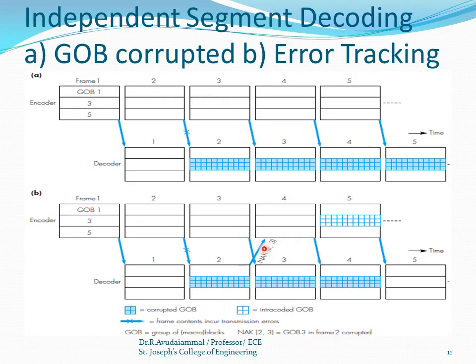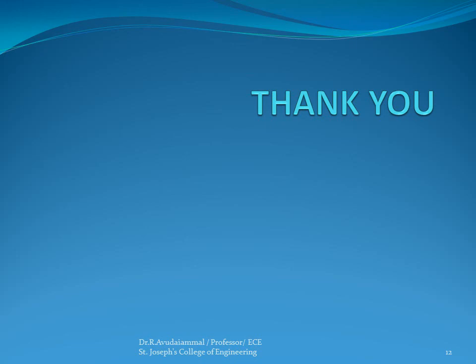Once it has identified this with independent segment decoding, it decodes that third GOB alone, separately, independently, without referring to any reference. Therefore, it is not propagated to the other GOBs. That is the advantage of our independent segment decoding. Thank you.